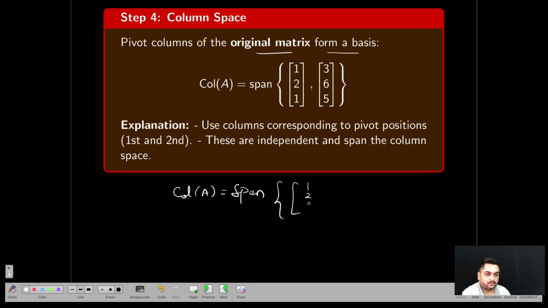So the column space of A is equal to the span of the column vectors. This is column vector 1, 2, n. The previous was a row vector. That's why I introduced the concept of vectors. So 1, 2, 1 and 3, 6, 5 form the column space.